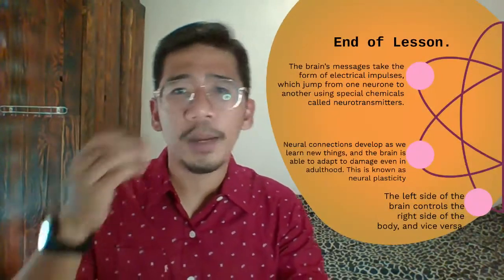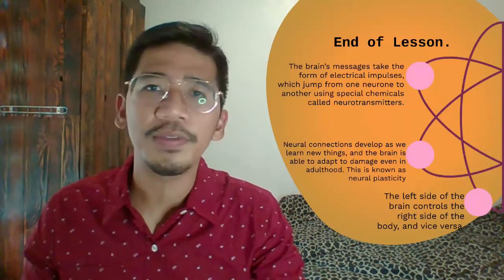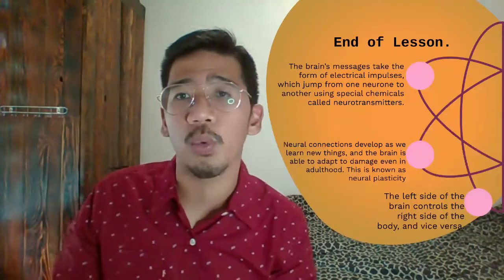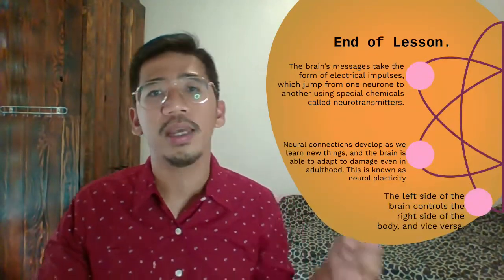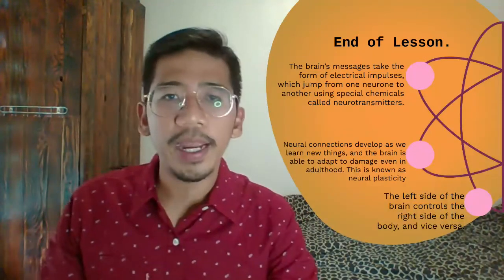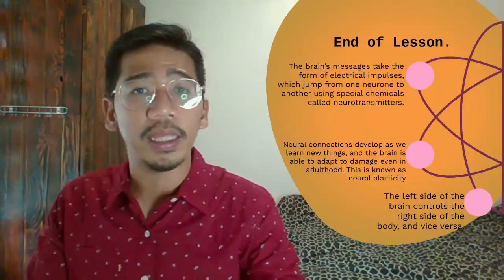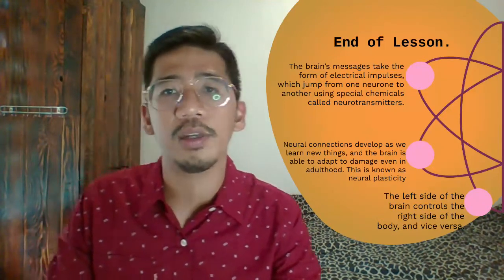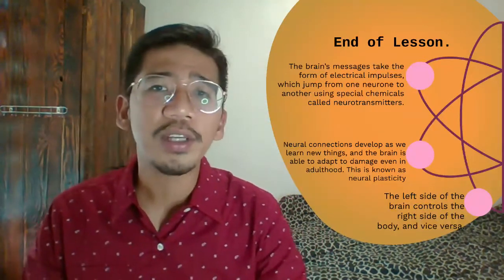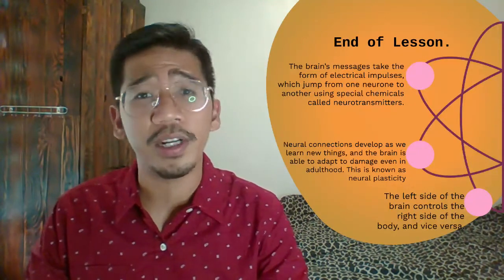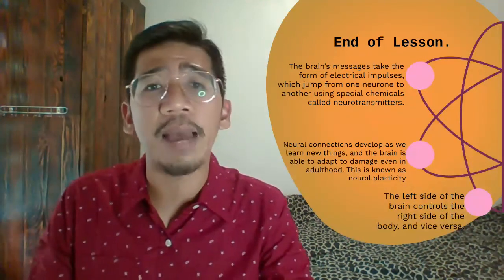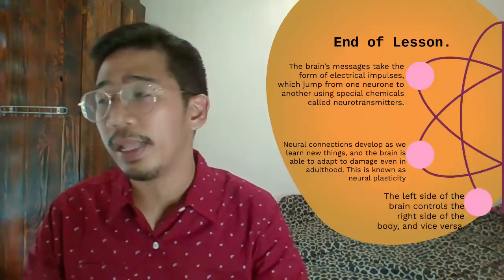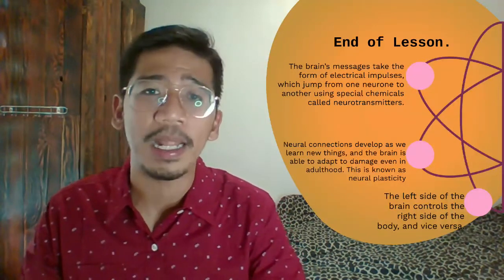So the brain is made up of nerve cells called neurons, which make connections with one another and carry messages around the brain and to the rest of the body. Now, the brain's messages take the form of electrical impulses which jump from one neuron to another using special chemicals called neurotransmitters. Neural connections develop as we learn new things, and the brain is able to adapt to damage even in adulthood. This is known as neural plasticity, or as mentioned earlier, neuroplasticity.